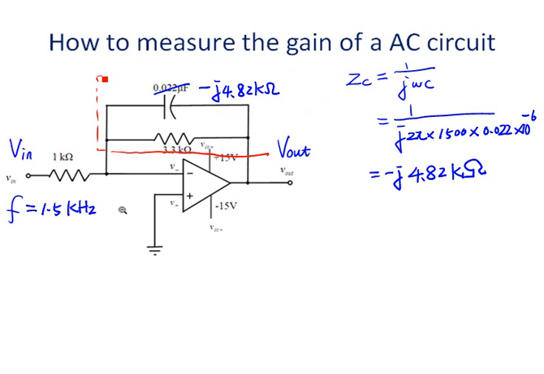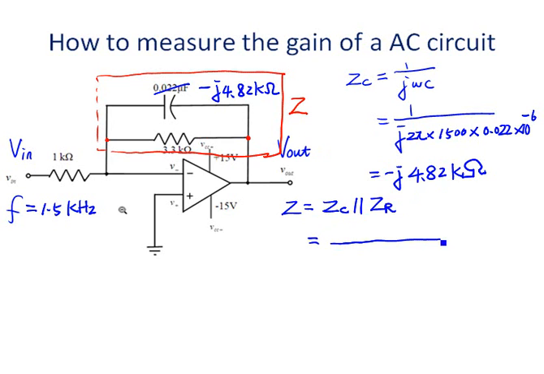Let's look at the capacitor and the 3.3 kilo resistor. They're connected in parallel because they share the same pair of nodes. So we can combine the two impedances in parallel. The two impedances in parallel is just the product of the two impedances over the sum of the two impedances, so ZC plus ZR. ZC is negative j 4.282 kilo, multiplied by 3.3k, divided by ZC plus ZR. So here should be plus.